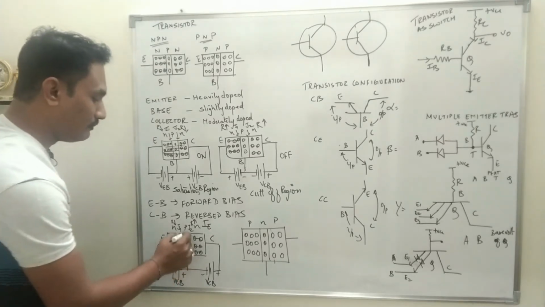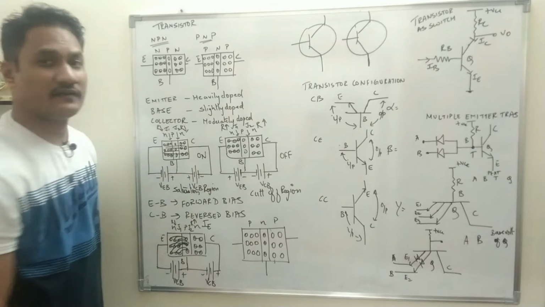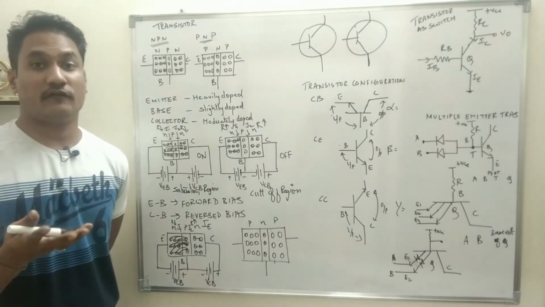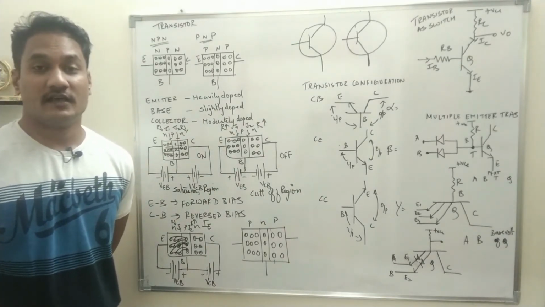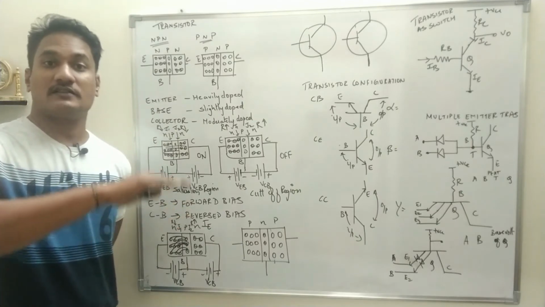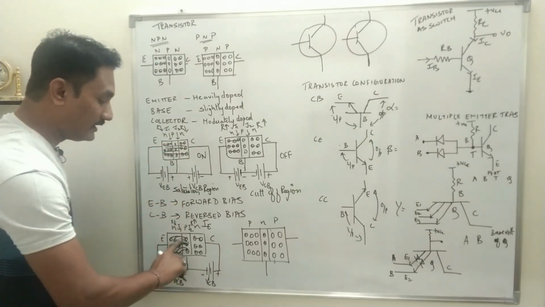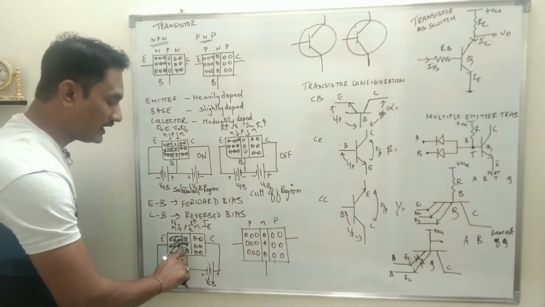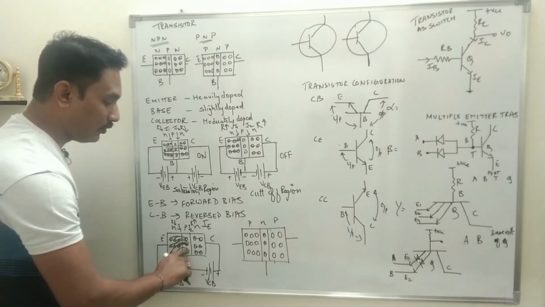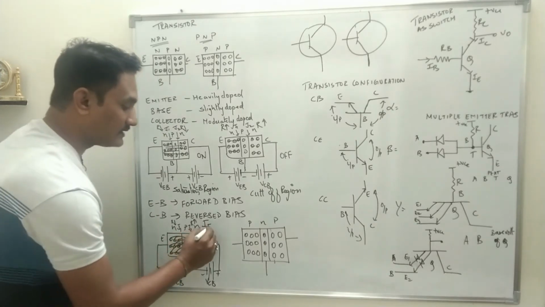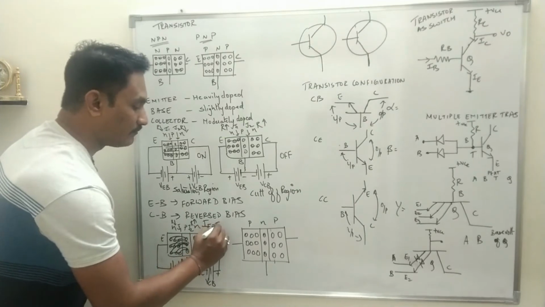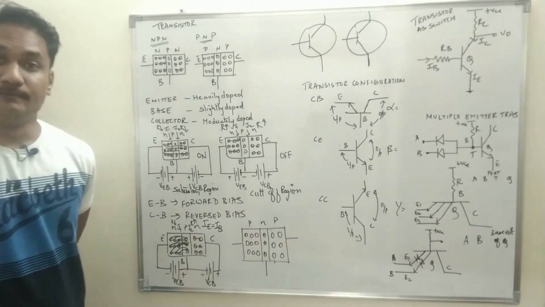But as we know, the base is slightly doped, that means a very small amount of holes will be available in the base. So when a large amount of electrons moving from the emitter goes into the base, only a few electrons recombine with the holes which are present in the base region, that will constitute base current IB.